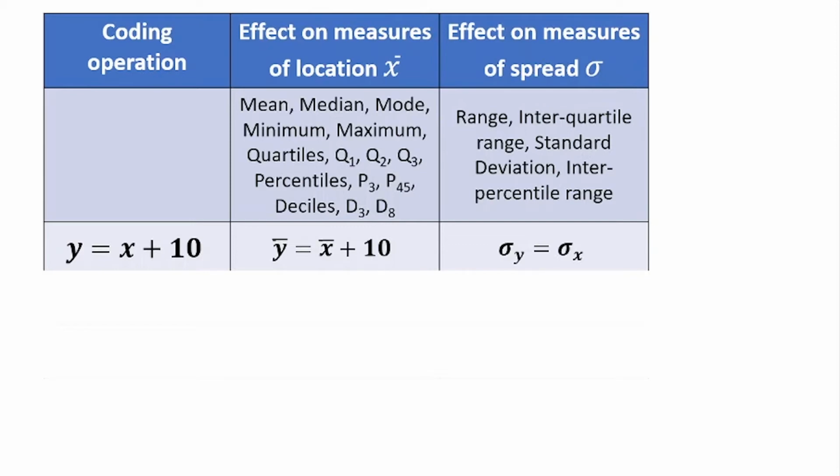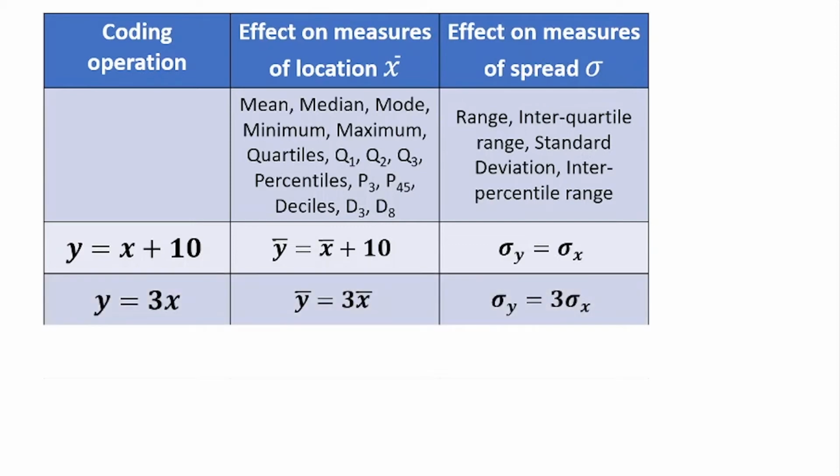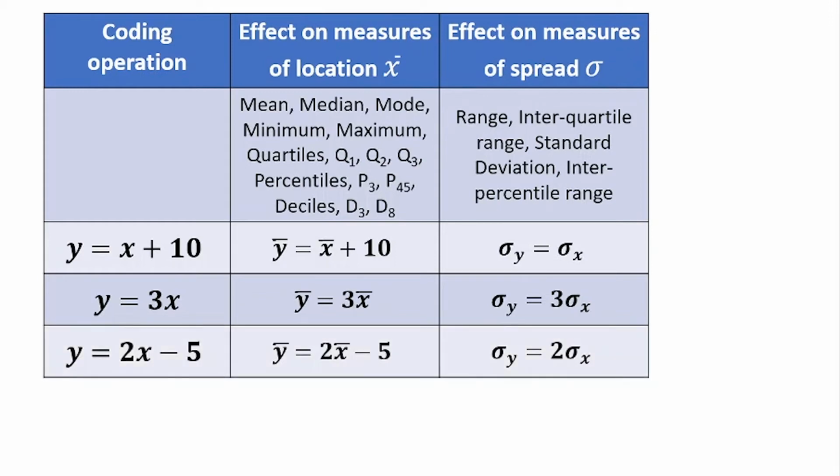Secondly, y equals 3x. As we discussed, multiplying affects both the measure of location and the measure of spread. It's going to affect the mean and it's going to affect the standard deviation. Y equals 2x minus 5. I'm going to get y bar equals 2 x bar minus 5. But for the standard deviation, I'm going to ignore the adding and subtracting. So I get sigma_y equals 2 sigma_x.